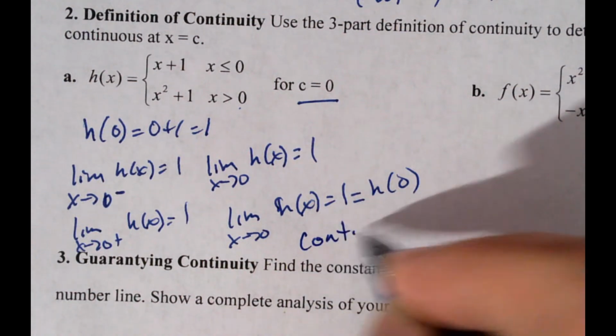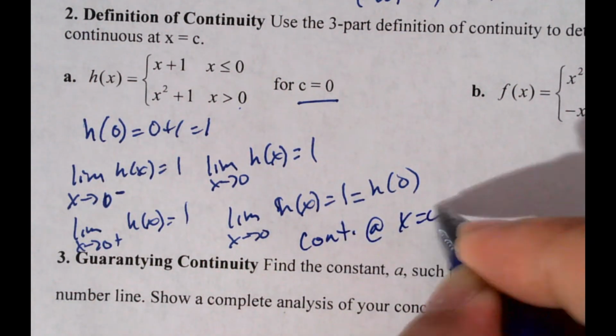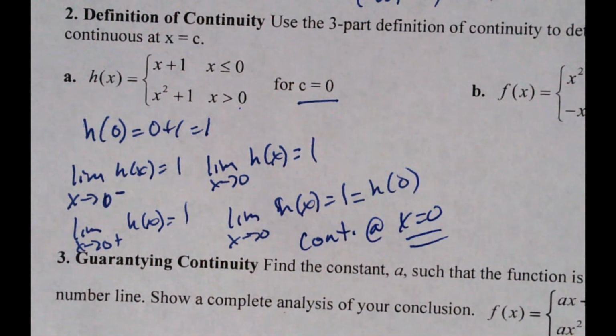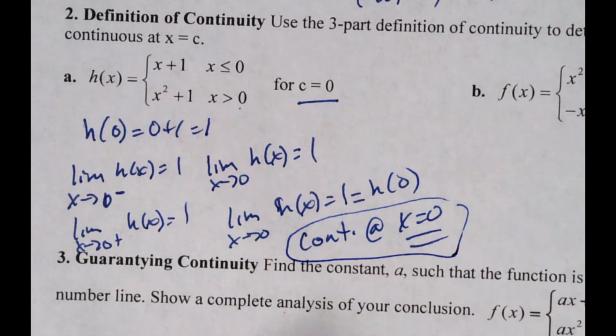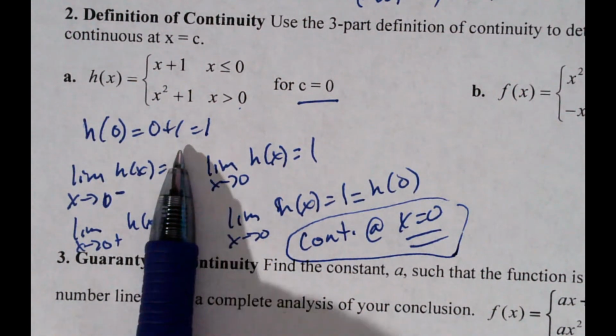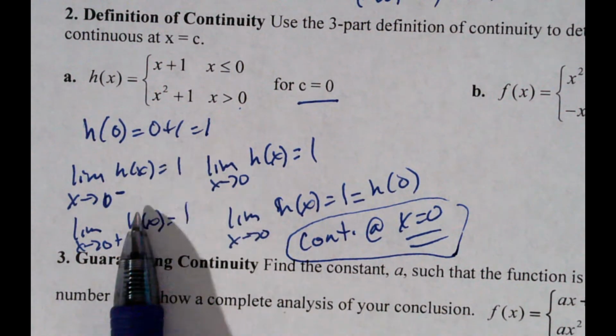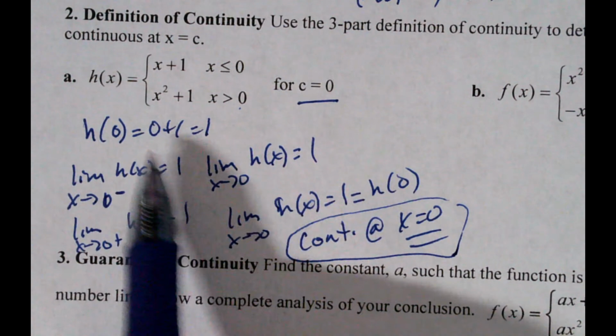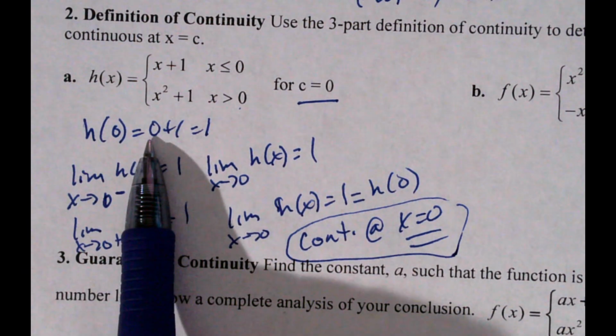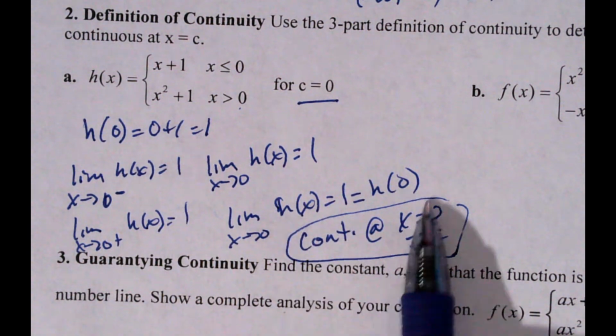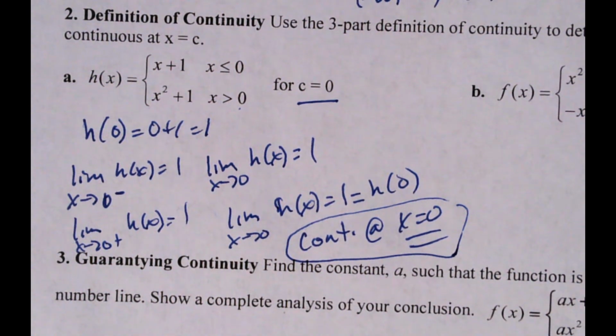Continuous at x equals 0, or c equals 0. I have addressed a three-part definition. I found the limit of the function, right? This is the limit of the function I pointed out. And then the value of the function at x equals 0. And they're the same value, therefore it's continuous. B.